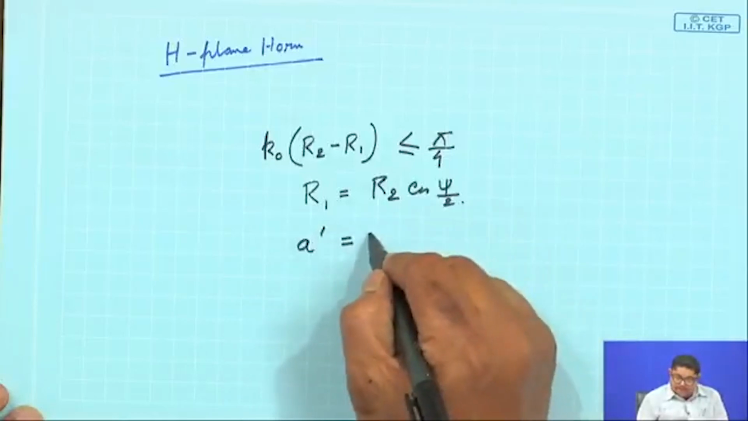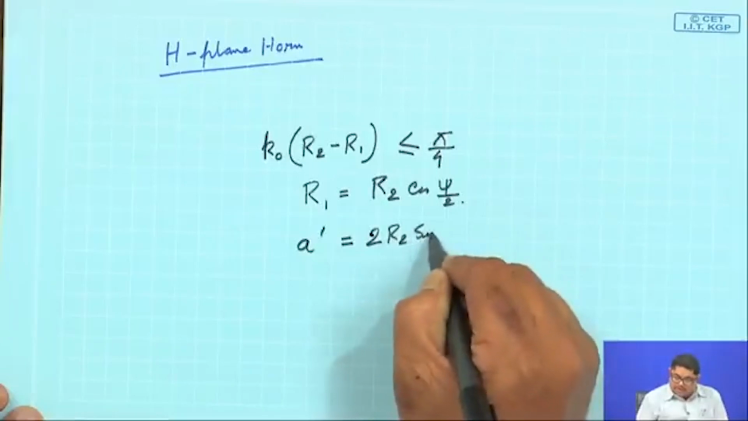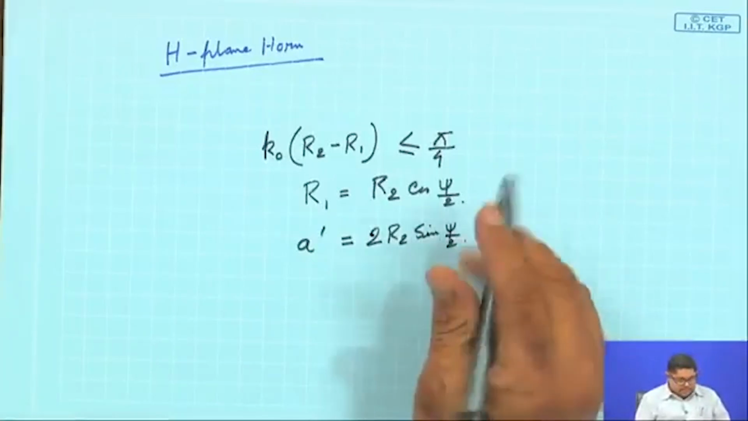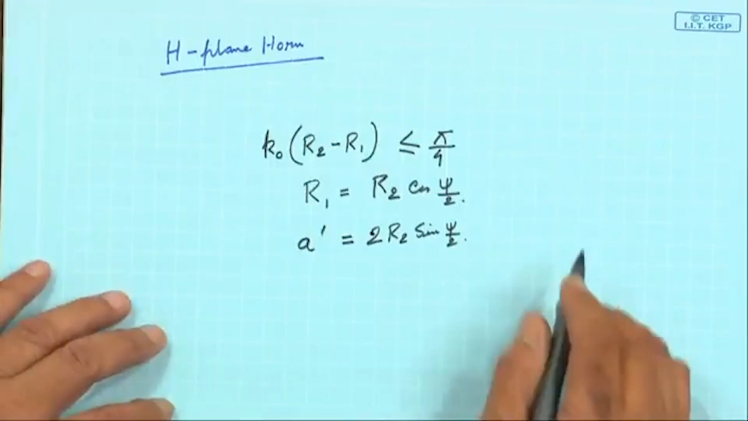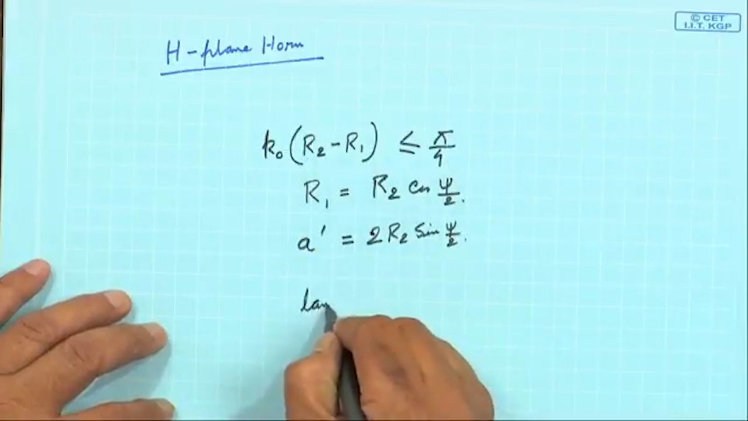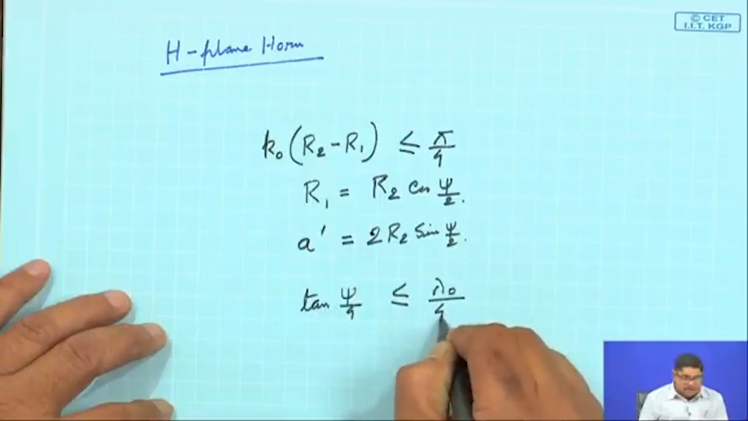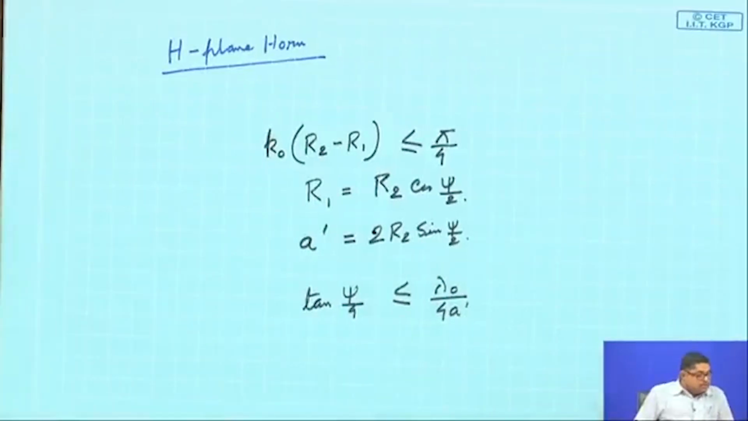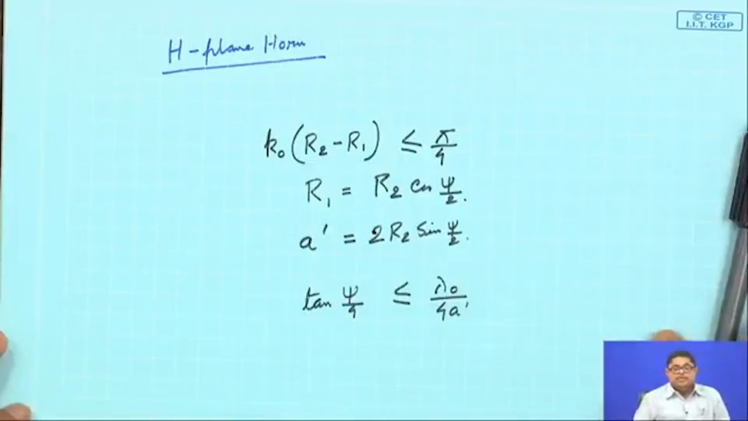A dashed means the total broad dimension of the horn aperture, that is 2 R2 sin(psi/2). So now you can easily find out what the angle is that I need. If you put that this thing should be less than pi/4, that gives you that tan(psi/2) should be less than or equal to lambda naught by 4 A dashed. So the maximum value of psi is limited, because if you do not do that, then you disturb the phase distribution at the aperture.